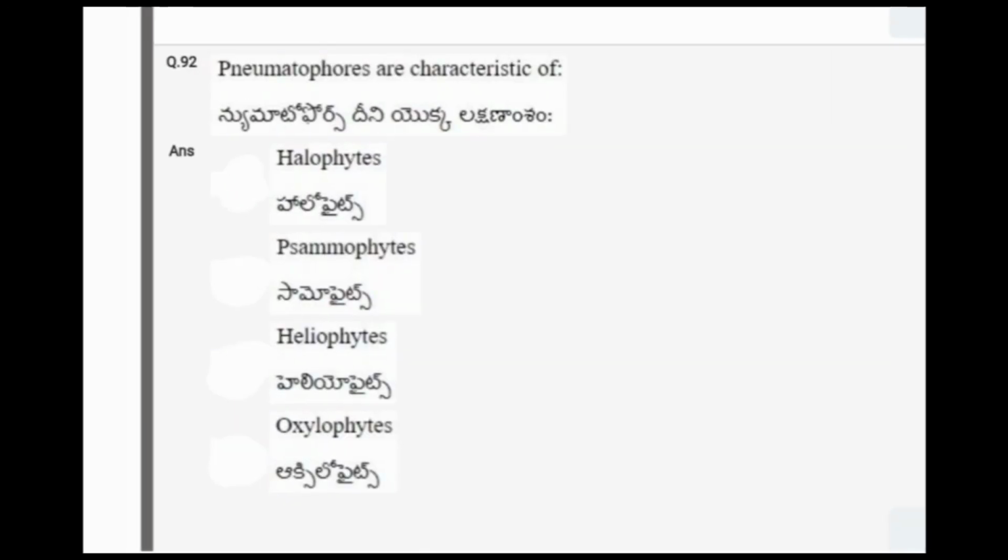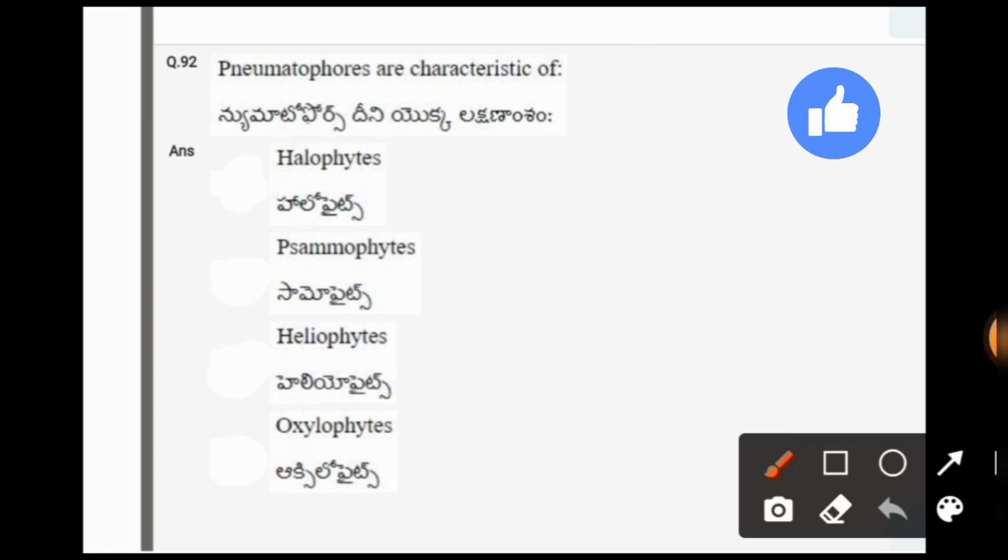Next question. Pneumatophores are characteristic of. Options are halophytes, psammophytes, heliophytes, oxalophytes. The correct option is halophytes. Next question.